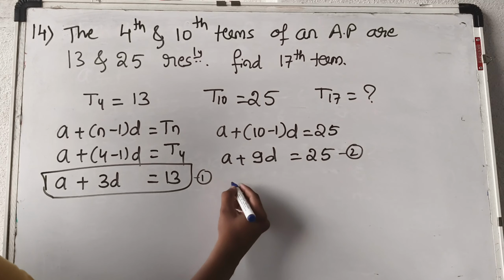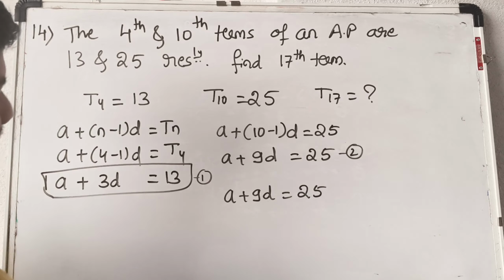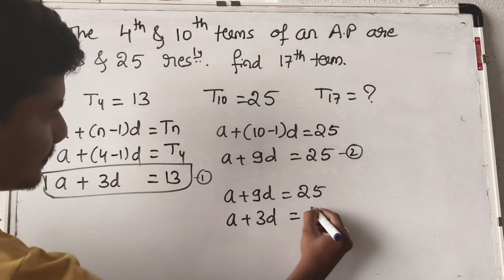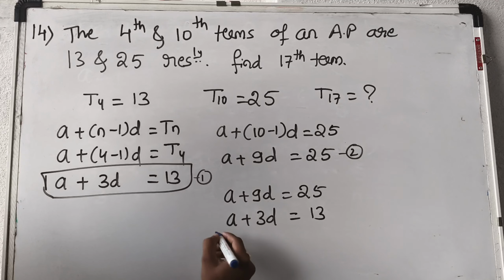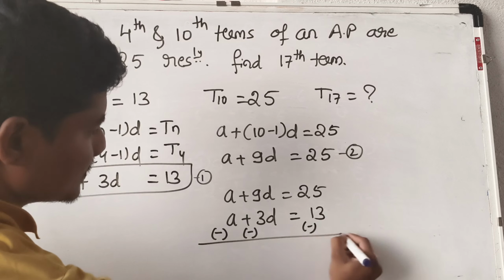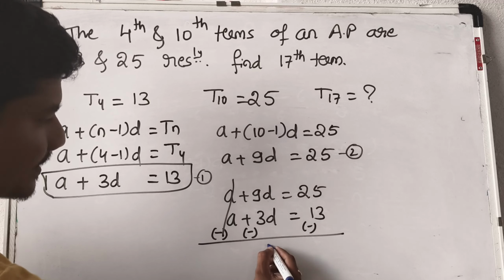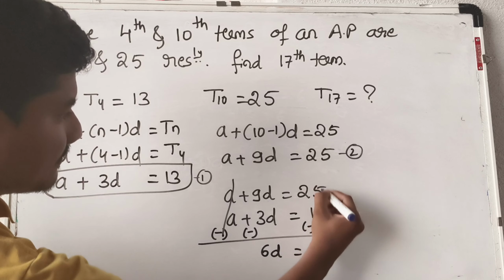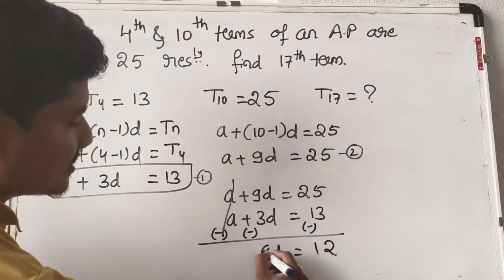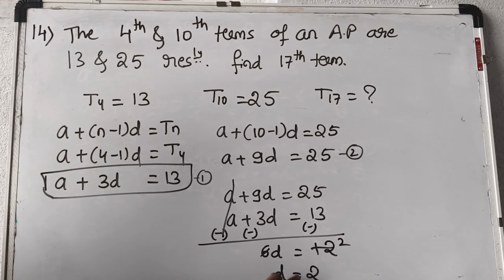Subtract equation 1 from equation 2. That is a plus 9d is equal to 25, a plus 3d is equal to 13. Subtract now. Plus becomes minus. Plus a minus a cancels. 9 minus 3, that is 6d. 25 minus 13 is equal to 12. Therefore, d is equal to 12 divided by 6. 6 ones are 6, 6 twos are 12. Therefore, the common difference is 2.